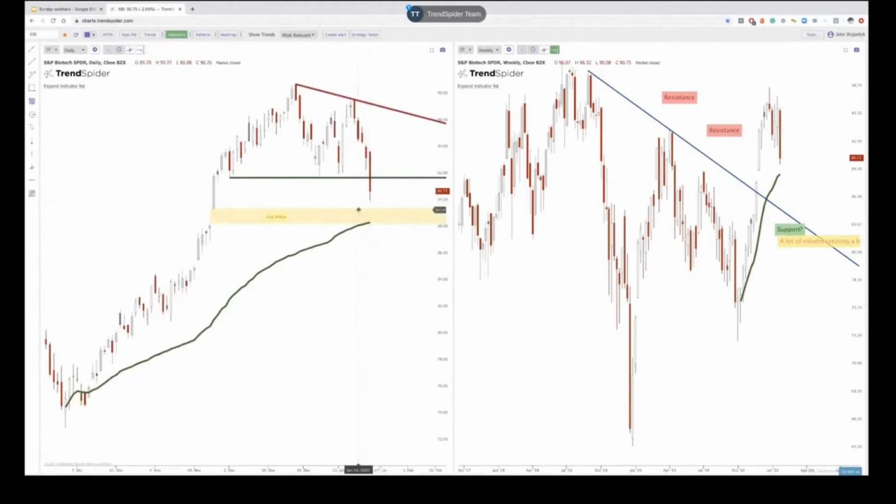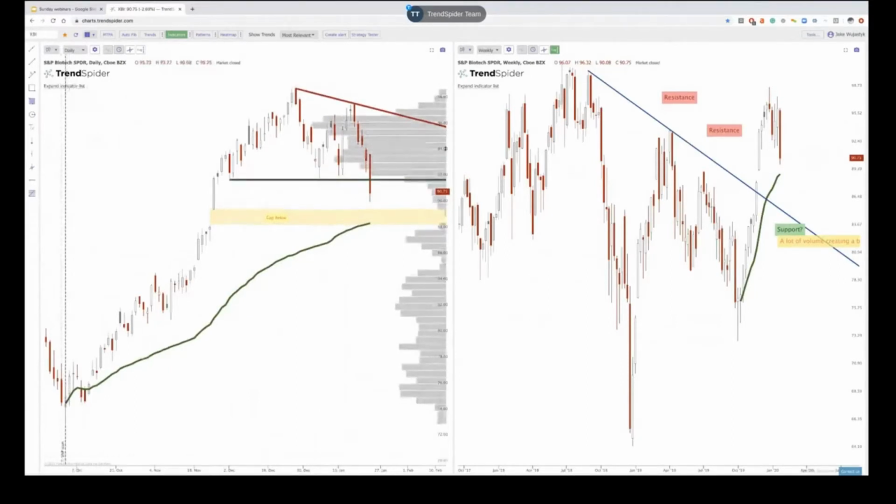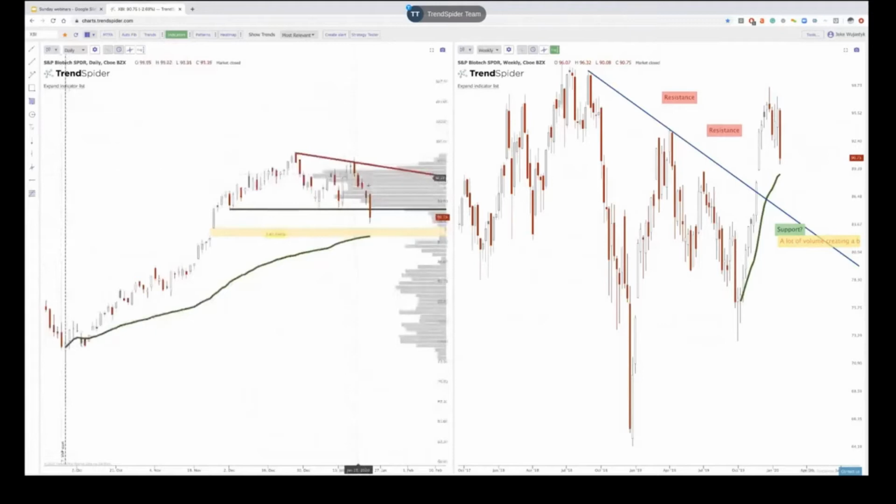So XBI, same thing. We've got this anchored VWAP from this point. Notice how well the anchored VWAP coincides with this gap below. And if we put on some volume by price here and anchor it from the same point, you'll see that there are actually a ton of shares holding at this level.